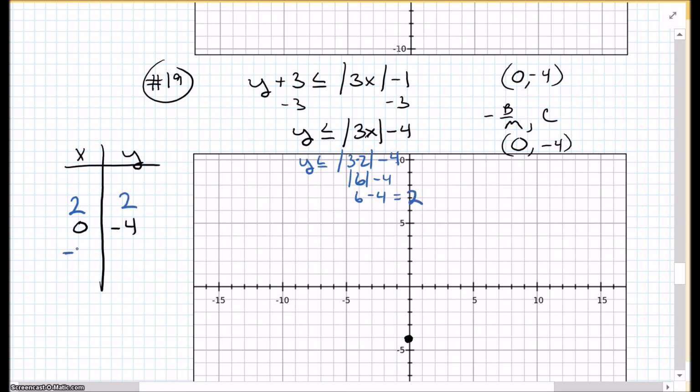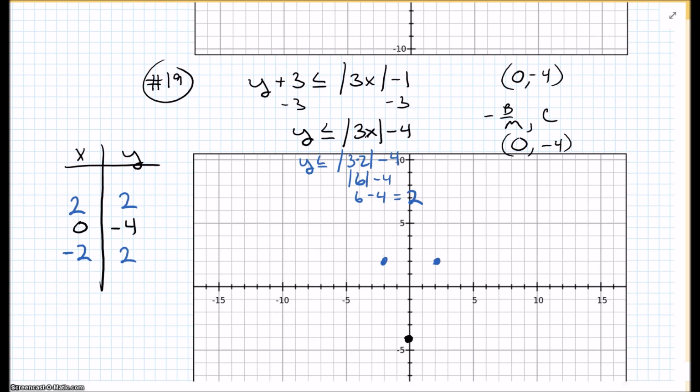So if I go 2 below and I go negative 2, I'm going to have the exact same answer because we picked the equidistant point. So let's plot 2, 2. And let's plot negative 2, 2. So there are my 3 points.